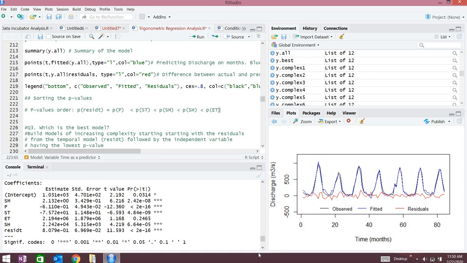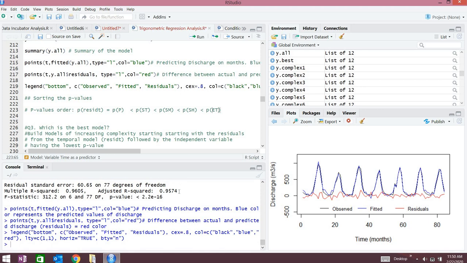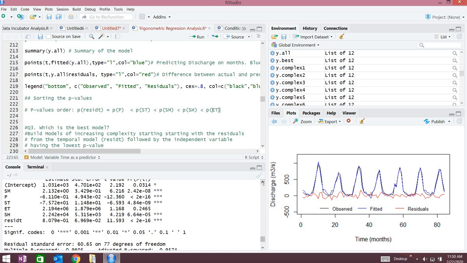So the next step, you already answered the first question. You know the sine function of time explains about 77% of the variability of river discharge. When we put all the variables together, it gives us about 96% of the variability of river discharge.